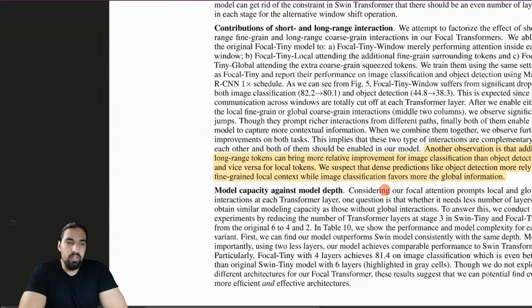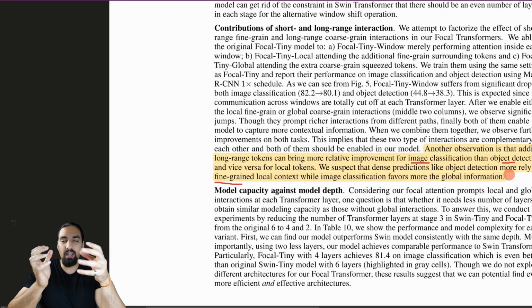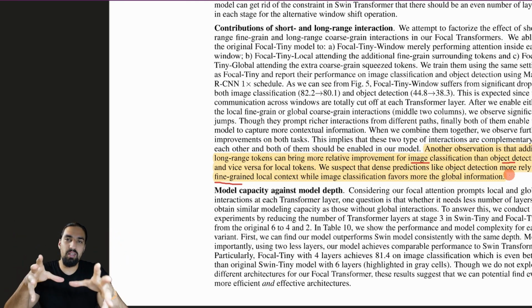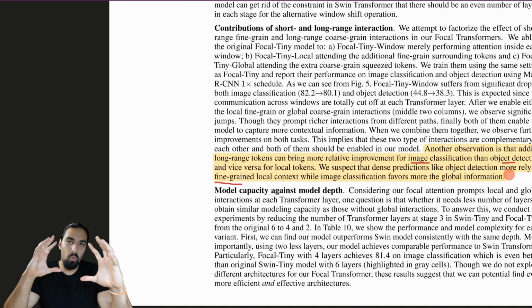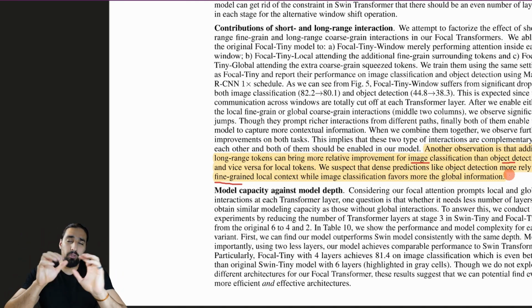Okay, so what I say here is, another observation is that adding long-range tokens can bring more relative improvement for image classification than object detection, and vice versa for local tokens. We suspect that dense predictions like object detection rely more on fine-grained local context, while image classification favors more the global information. So this is an interesting statement, and it makes sense, because if you want to understand what's in the image, if you want to classify the object in the image, you want to understand the whole context, whereas when you're doing object detection, it's enough to understand the fine-grained details.